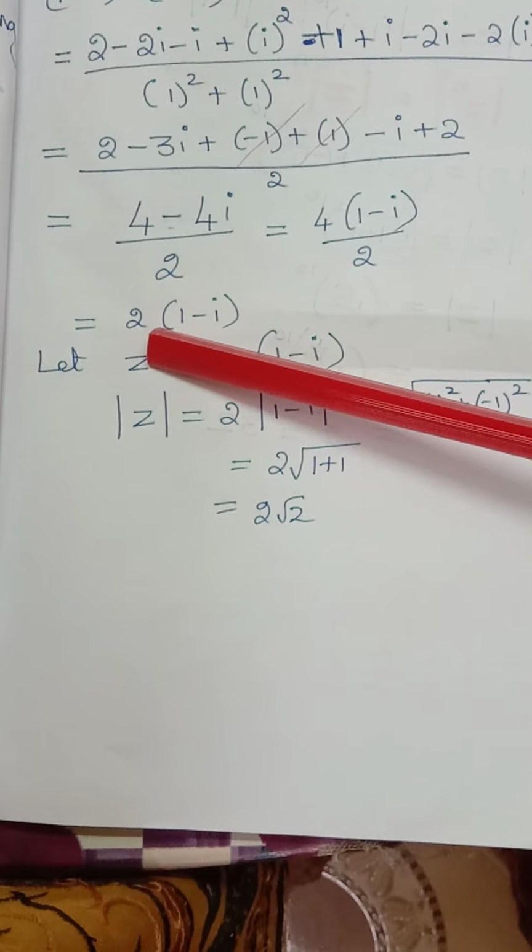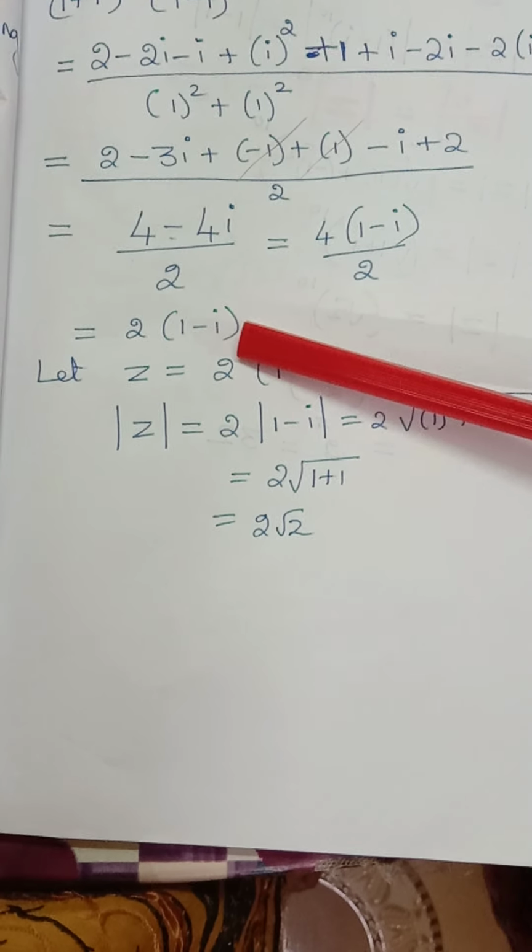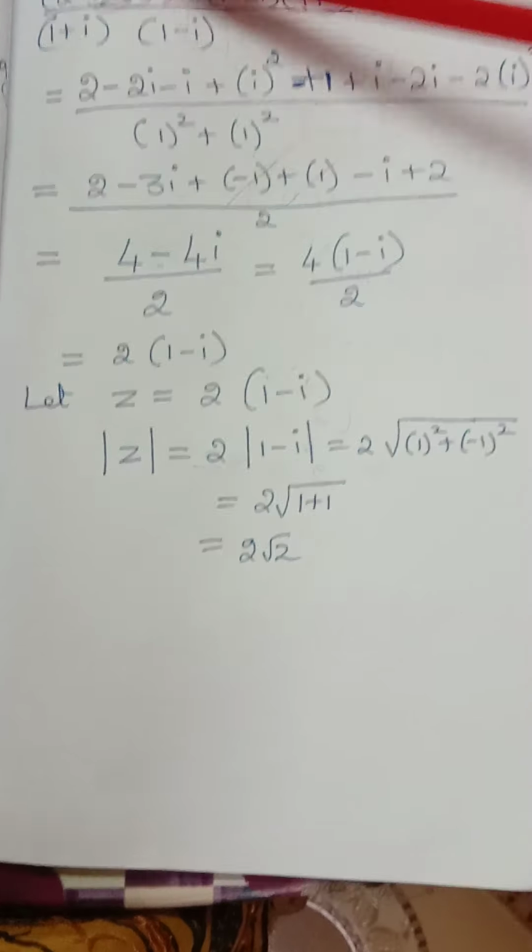So I will be having 2 into 1 minus i. Now this question we have simplified into a small term like this. Now for this only we are going to find out the modulus. So let me assume this as our z. z is equal to 2 into 1 minus i. Now I have to find out the modulus.